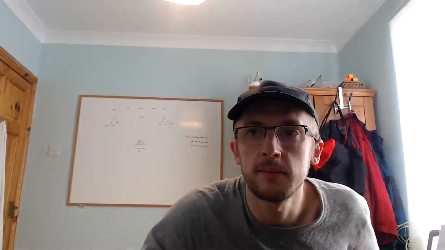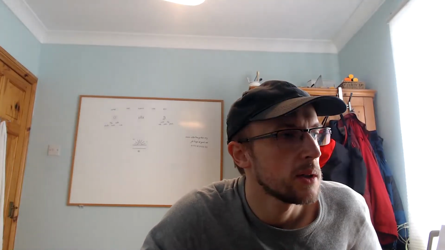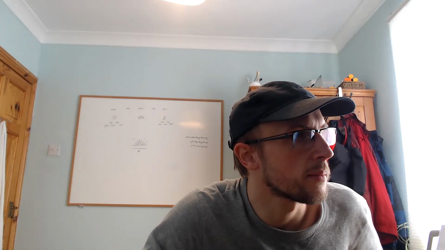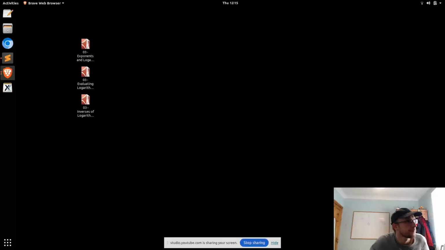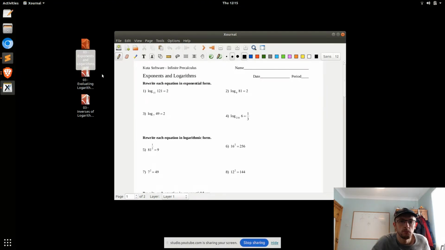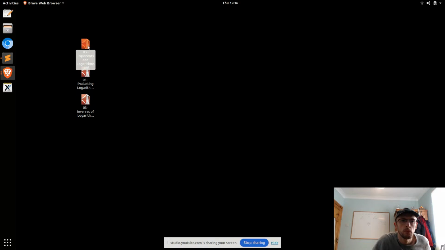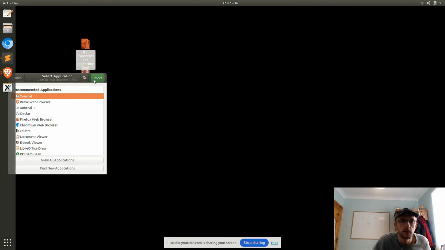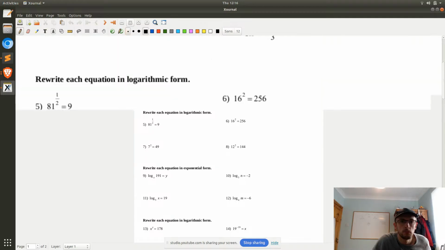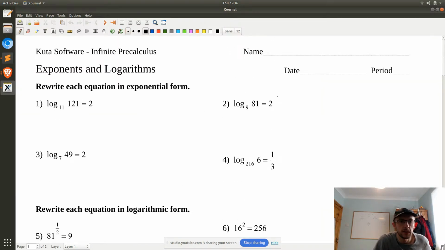And now to begin. Exponentials and logarithms. Or exponents and logarithms. So I must begin by rewriting each equation in exponential form.